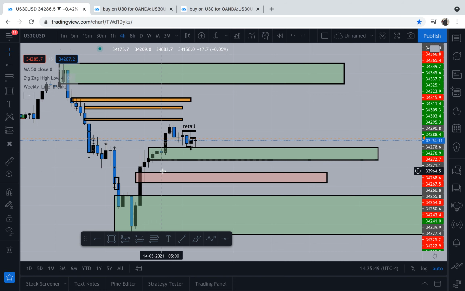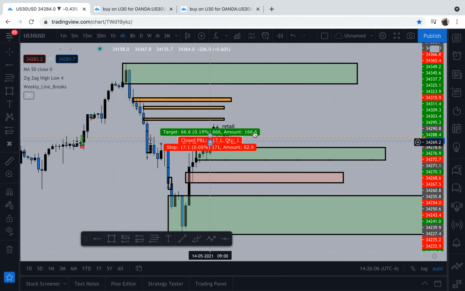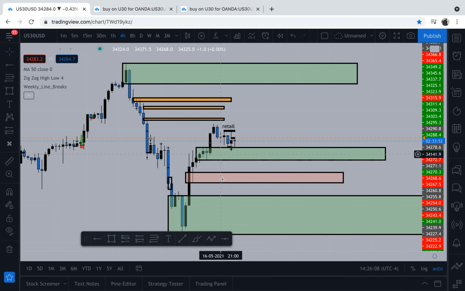I trade smart money, institutional concepts. In all essence, it's all just retail at the end of the day. But this is the way I prefer to look at the market and how I prefer to analyze the market. So as we see, we have a 4 hour order block right here, so I went ahead and marked that up.